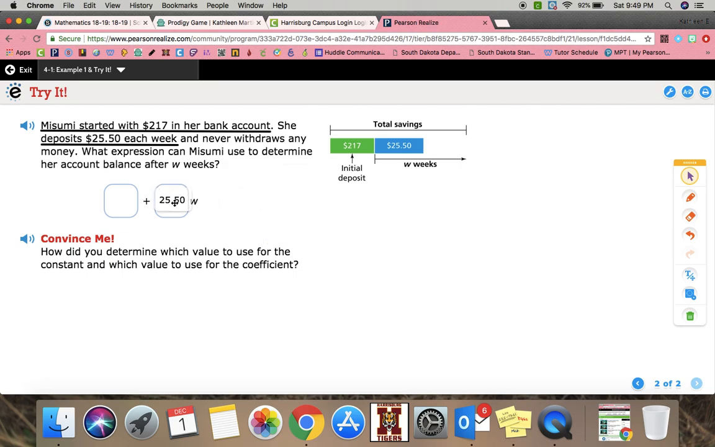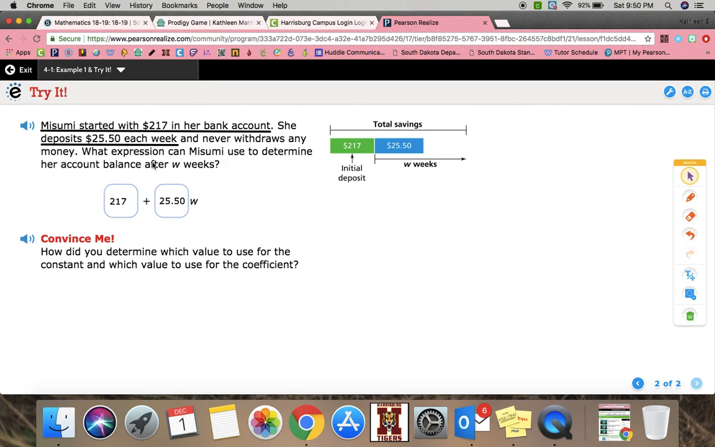So when we put something next to a variable like this, it means that we are going to multiply. Whatever number W, however many weeks, because W is weeks, ends up being, we're going to multiply that by 25.50. The thing that happens once in this equation is that 217 that she has in her account. It only occurs once. We don't have to multiply it by a variable, so it is just a standalone. It's called a constant when it's alone because it doesn't change, right? We're not going to multiply it by anything, so it stays constant. When it's with a letter, it's called a coefficient. So those are some terms that are going to come up a little later on.